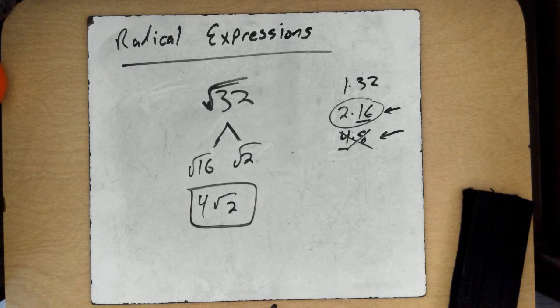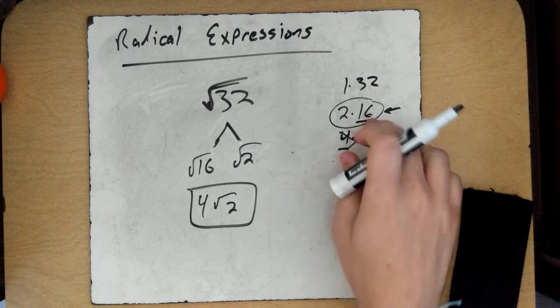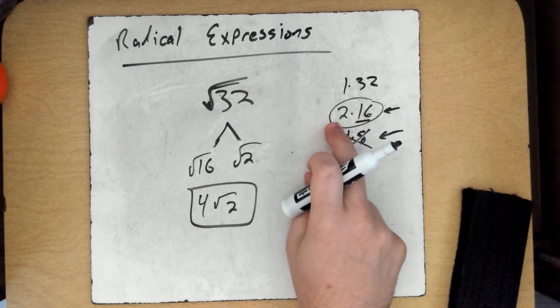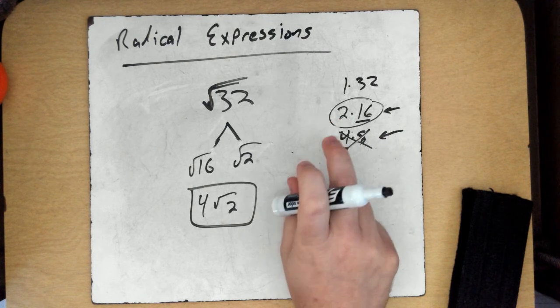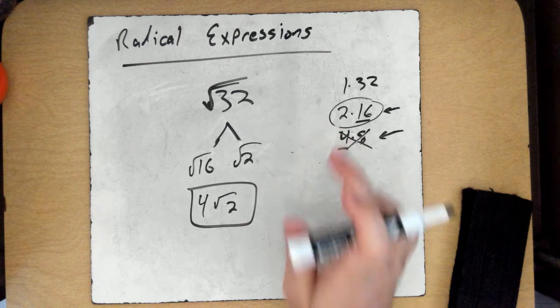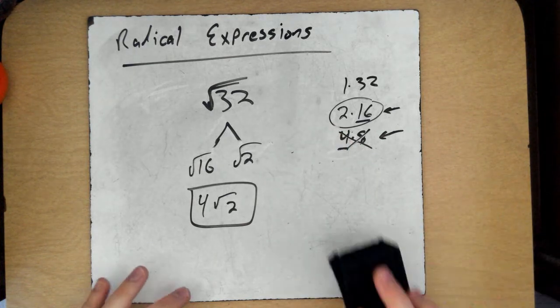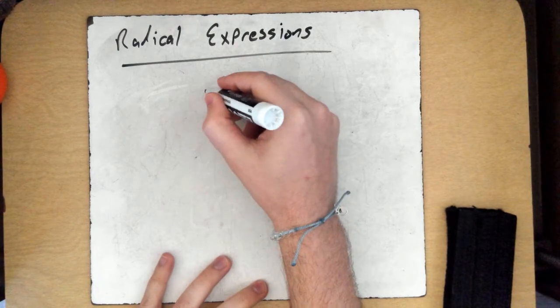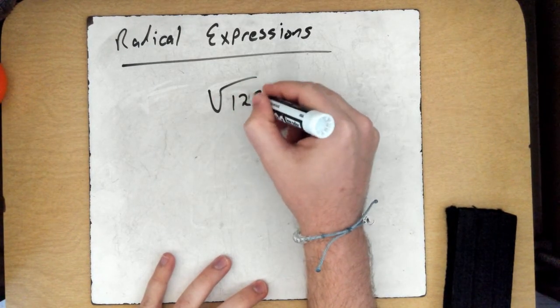So that's how we're going to do this. And that's kind of the trickier ones where you have two sets of numbers that work out. Always use the one where your second number, the one that's not square rootable, the one that you can't square root, is in its lowest form. Let's do one more example. Let's do the square root of 125.